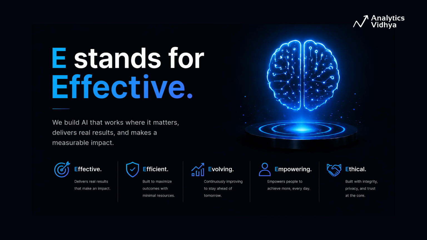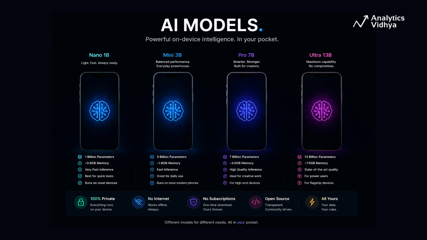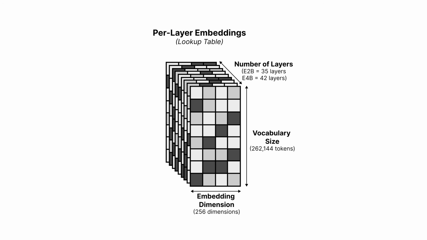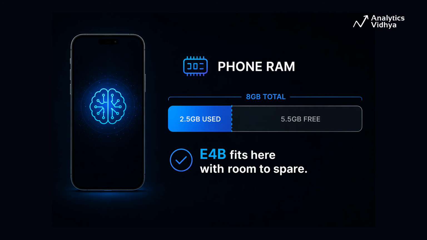The E2B and E4B, that E stands for effective. These are phone models. They are built using something called per layer embedding, which is a technique that makes the model much more memory efficient without gutting its capability. The E4B needs 2.5 GB of RAM. On your phone, you almost certainly have 8 GB. This thing runs with headroom to spare.